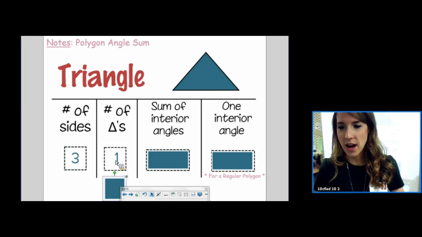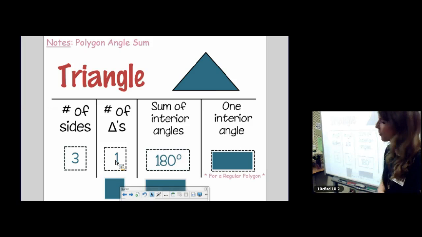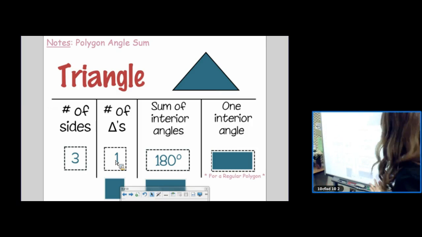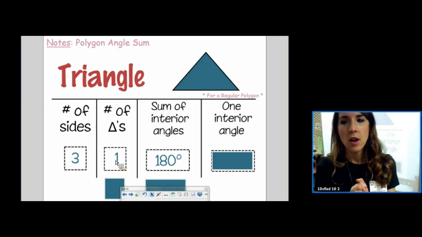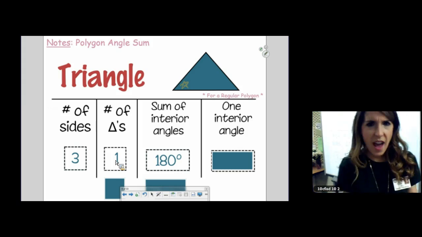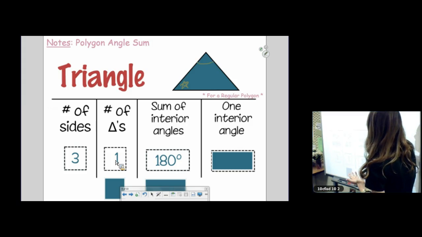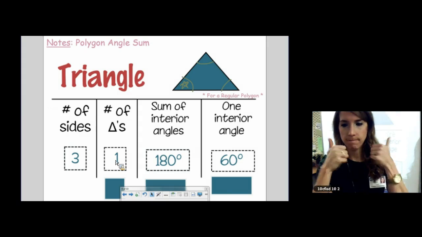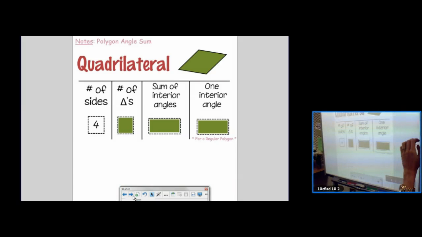How many degrees are in a triangle? Of course, 180. And then if it's regular, be careful, this only works for regular polygons. If it's regular, what is the measure of one interior angle? Yeah, you take 180, you divide it by 3, because if it's regular, they're all congruent, and one interior angle would be 60 degrees. Okay, next one, a quadrilateral.